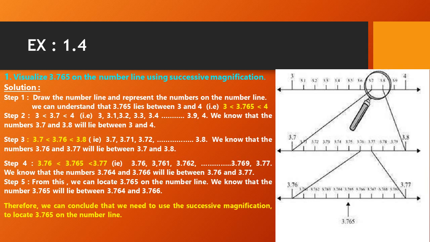From this, we can conclude that 3.765 will lie between 3.764 and 3.766. Hence, finally, in the figure on the third number line, we can conclude that we need to use the successive magnification method to locate 3.765 on the number line.